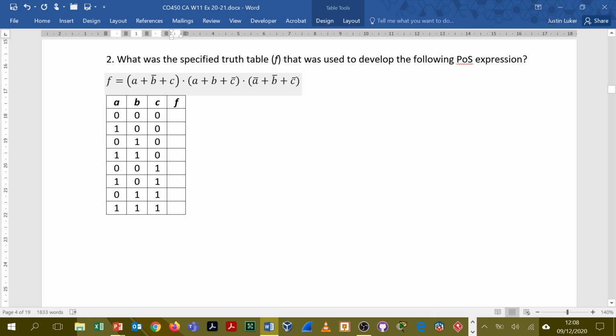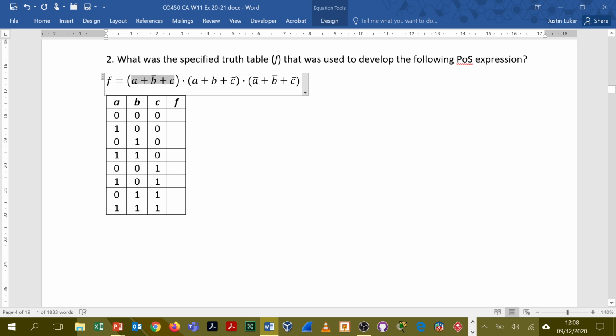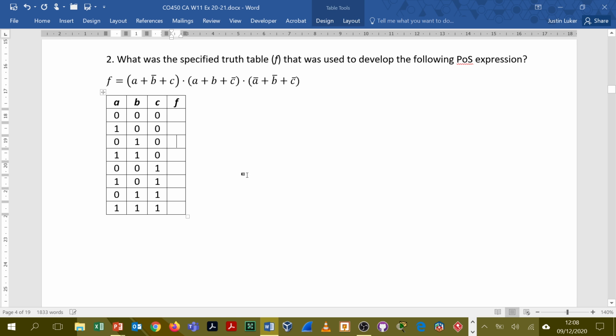So in this case, the first max term here, in the first bit in brackets, A must have been 0, B must have been 1, and C must have been 0. So 0, 1, 0 is the first combination that would have given us a 0 output, because remember, product of sums is concentrated on zeros. In the second max term there, we had A, B, and not C, so 0, 0, 1 gave us a 0 output.